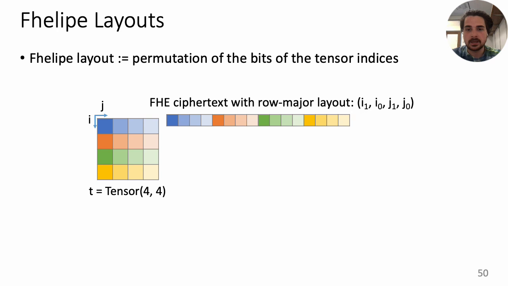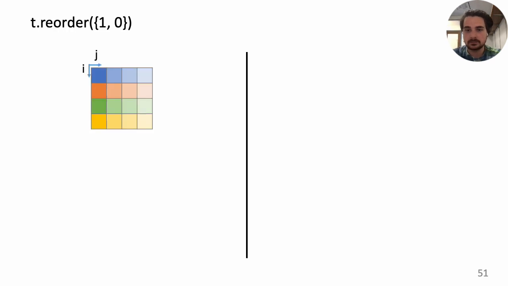To understand Felipe layouts, let's see them in action. A matrix transpose in Felipe can be done through the reorder tensor op.